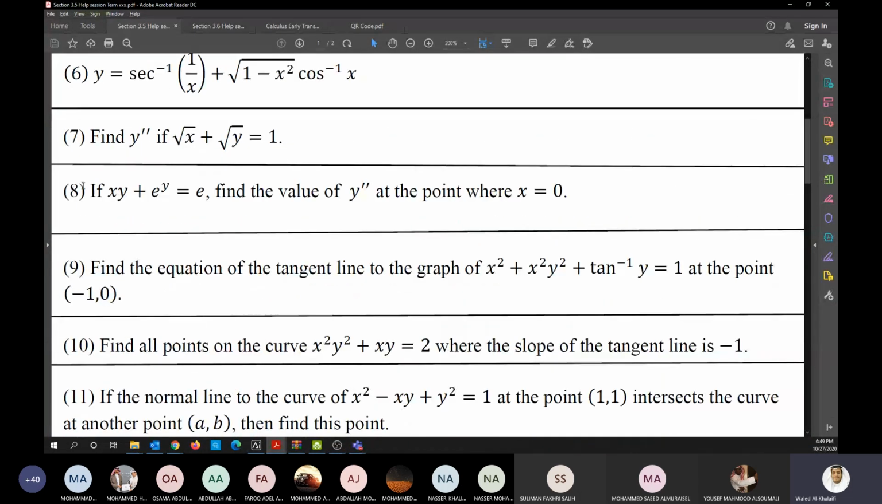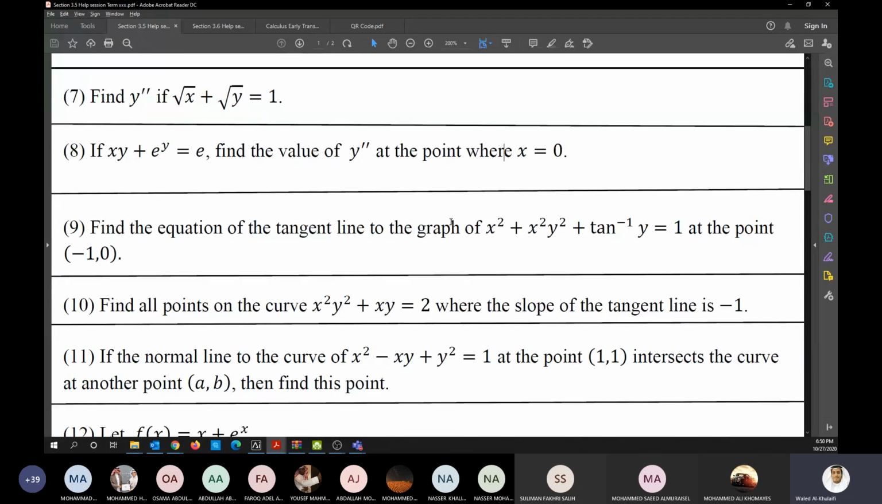Question number 8 says: if x times y plus e to the power y is equal to e, find the value of y double prime at the point where x is equal to 0. So what should we do here, Shiva? We find the derivative and then set x equal to 0. Yeah. So you find y prime evaluated at 0, and then I find the y double prime and substitute every x by 0 and every y prime by the number that I find in the previous step. So I think this step is easier.